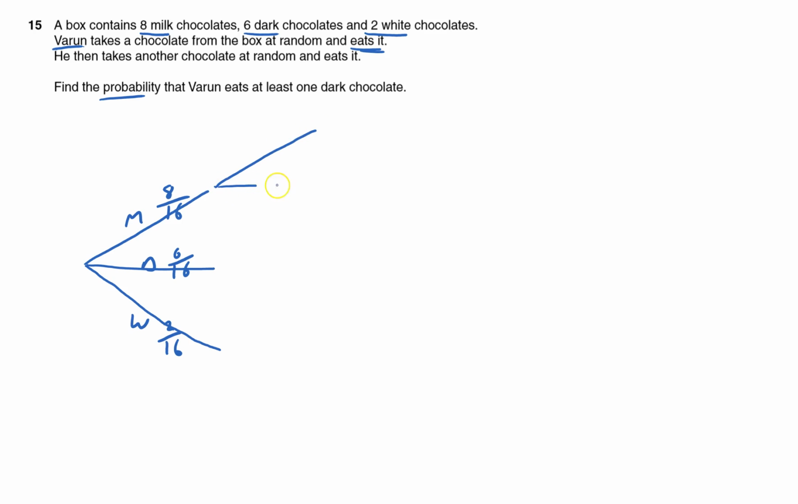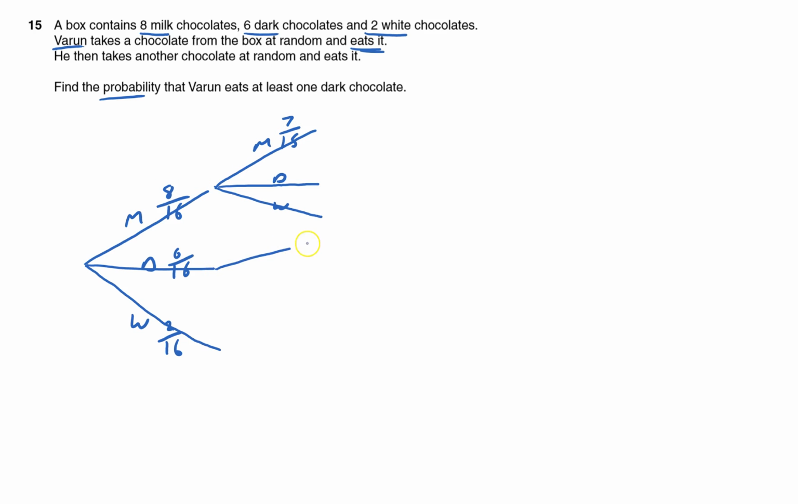Second chocolate will either be milk, dark, or white. So same as we had before, milk, dark, white. And this milk one here, if we've already eaten a milk one, they'll only have 7 milk ones left out of now... we've eaten one already, so it will now be out of 15. And that's why we don't want to cancel that to a half. If that's a half, then working out what that one is very difficult.